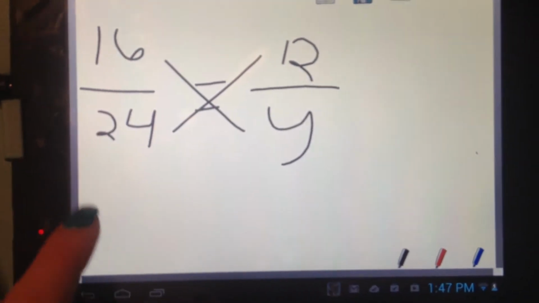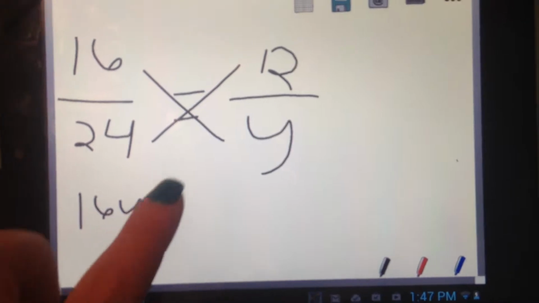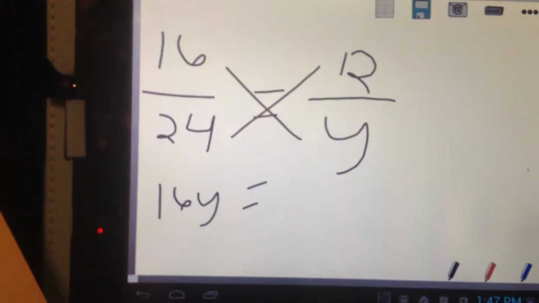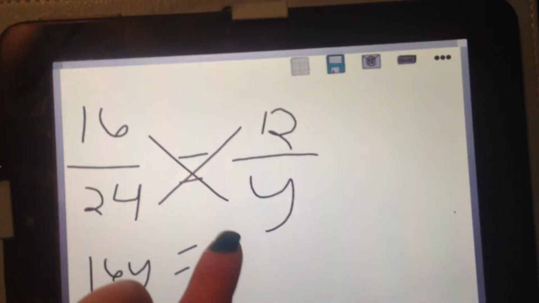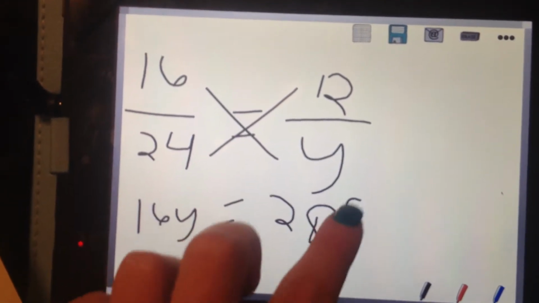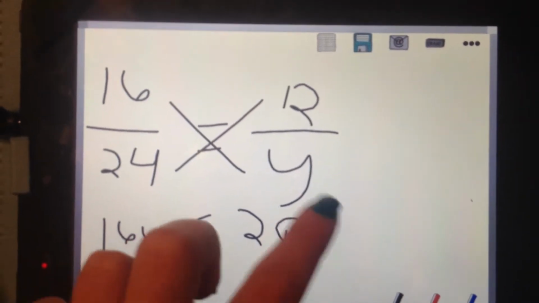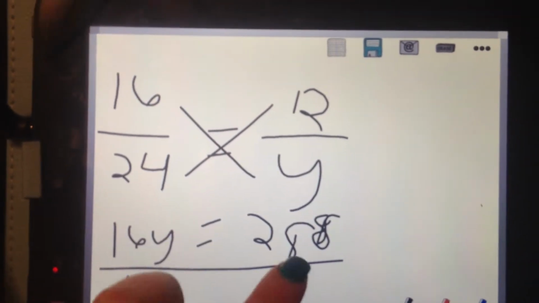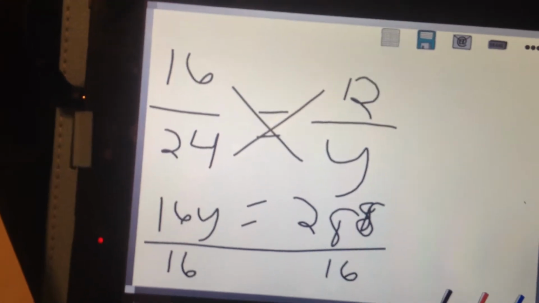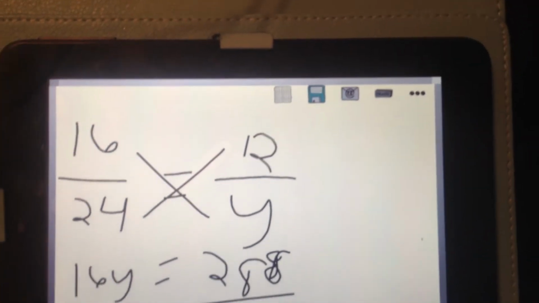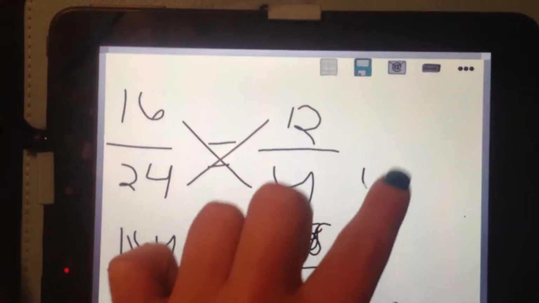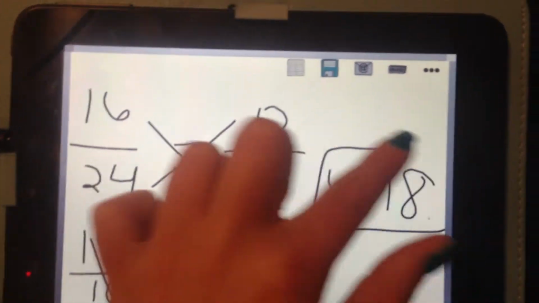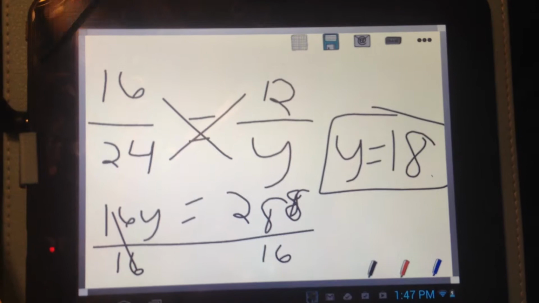So cross multiply: 16y equals 24 times 12 equals 288. Divide, oh, that's supposed to be an 8. Okay, divided by 16 on both sides. And so that cancels, and y equals 18. And that would be the second part.